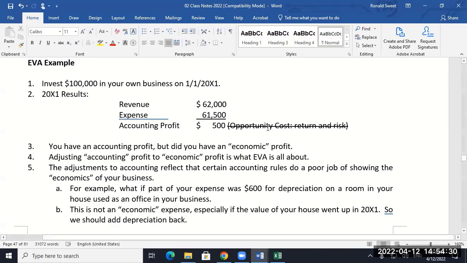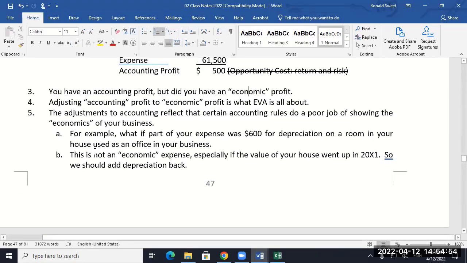Why? I struck this out because I typed this in our previous class and meant to delete it, but it still belongs. Why don't we think this is the right answer? Because there's an opportunity cost. You could have done something else with that $100,000. You could have kept your job and put that $100,000 somewhere else, right? So you have an accounting profit, but do you have an economic profit?